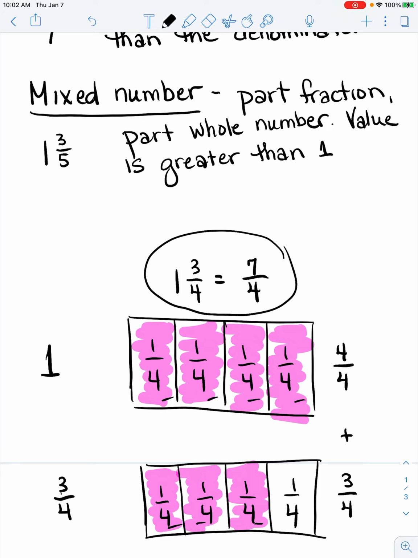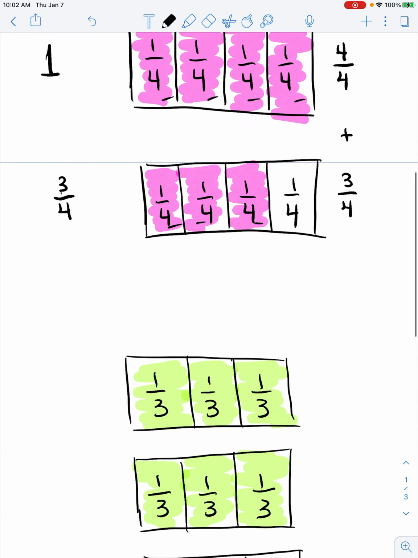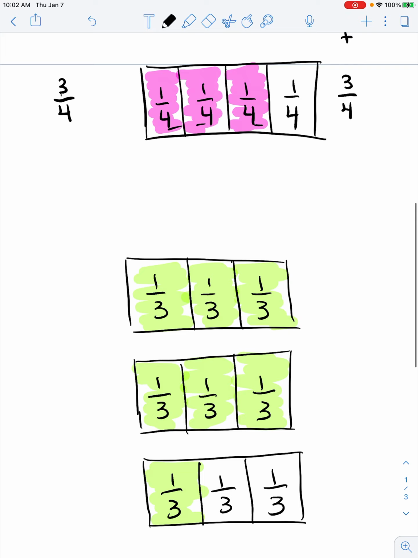Okay, let's look at one other example with a model, and let's do the improper fraction first. Okay, so how would we do that? Well, this is 3/3 and another 3/3, and then we have one more third. So we have 3, 6, 7/3. So the improper fraction is 7/3, and that's what we would use if we were doing a multiplication or division problem. But we don't want to express our final answer as an improper fraction, so we need to know what that is as a mixed number.